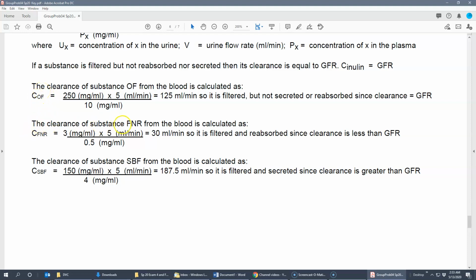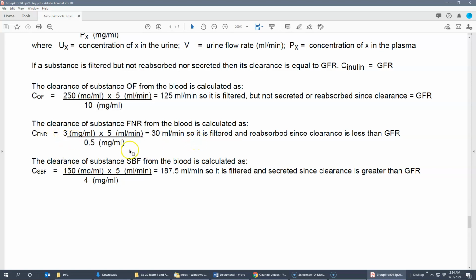For the second one, the clearance of FNR, we were given 3 milligrams per milliliter in terms of the urine value, 5 mils per minute, and then 0.5 milligrams per ml for the plasma concentration. Remember, it's UV over P. So we get 3 times 5 is 15, divided by half is 30. So our clearance for FNR is 30 mils per minute. So it's meaning it's filtered and reabsorbed. So FNR in my head meant filtered and reabsorbed, since its clearance, 30, is less than 125.